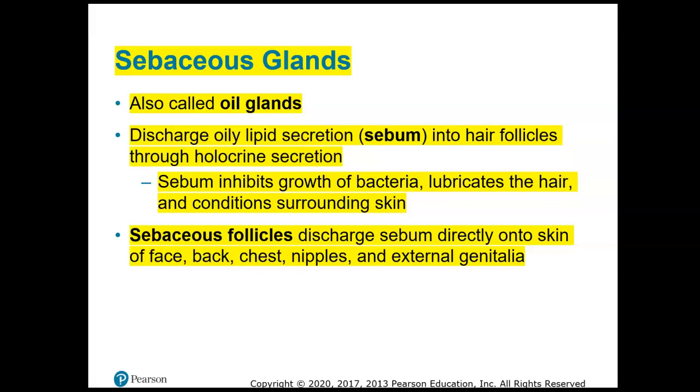So remember, that means the entire cell, the cell that's filled with sebum, the entire cell bursts and is shed along with the sebum. Now, the purpose of sebum is that it inhibits the growth of bacteria, it lubricates our hair, and conditions our skin. However, you can also have hormonally very active sebaceous glands that will lead to acne.